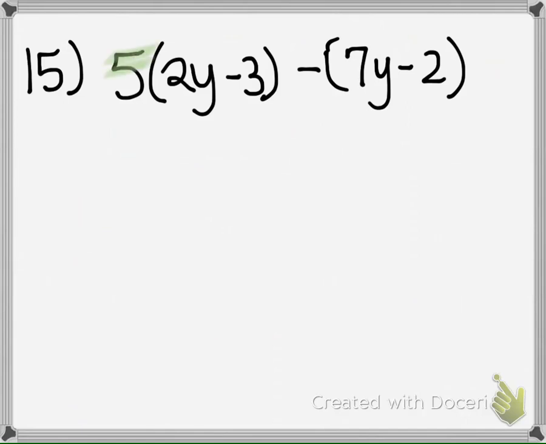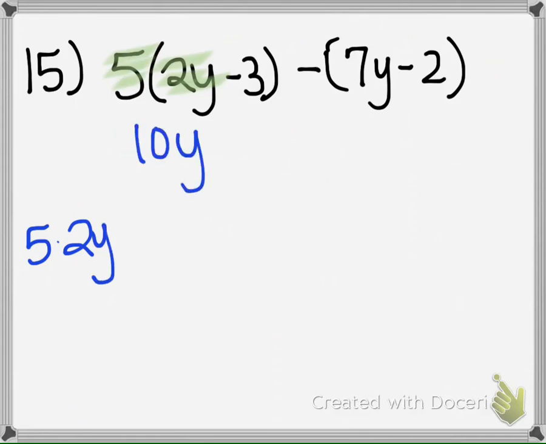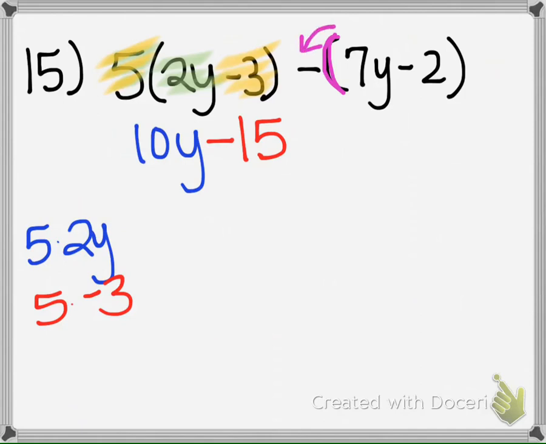Okay, here we're going to take the 5 and multiply it to the 2y. So 5 times 2y is 10y. And then we're going to take the 5 and multiply it to the negative 3 and get negative 15. And then here we have in front of the parenthesis, there's something there. And if it's not a plus sign, we have to distribute it.